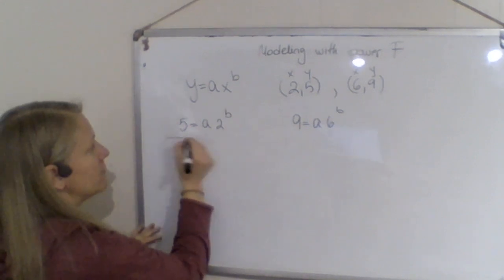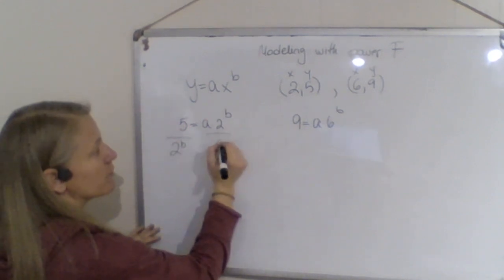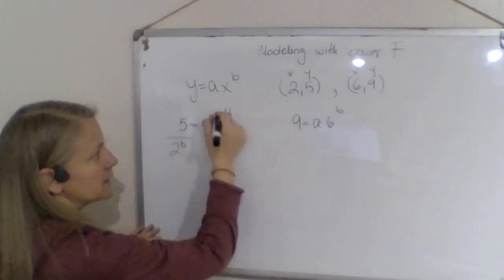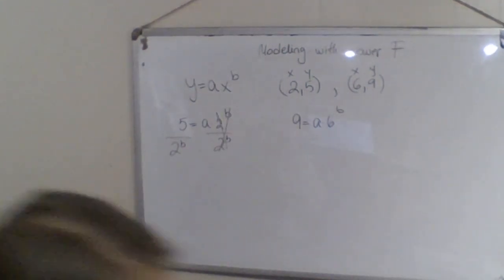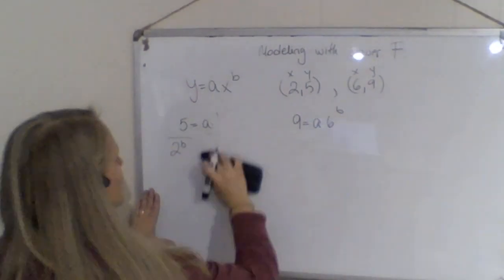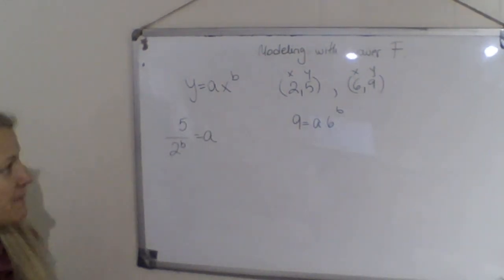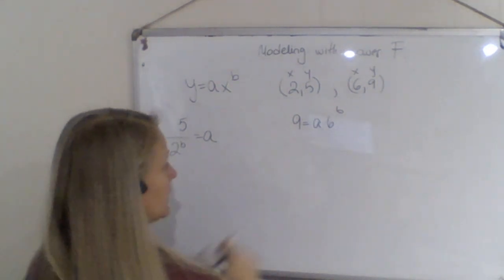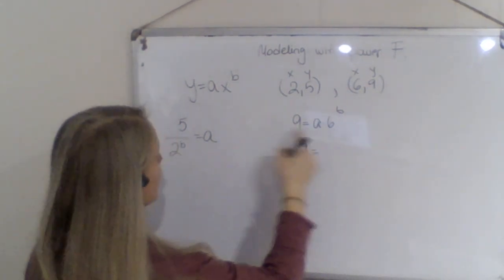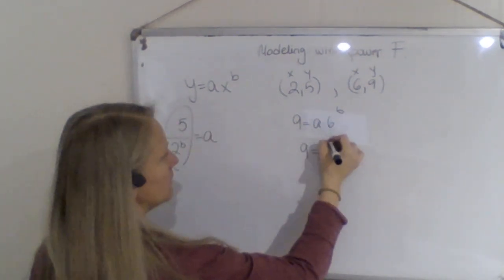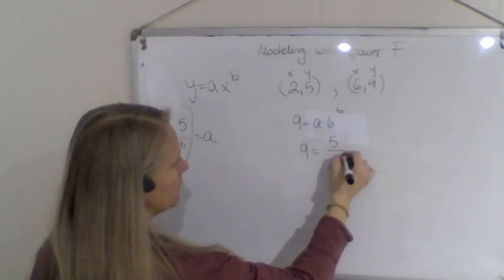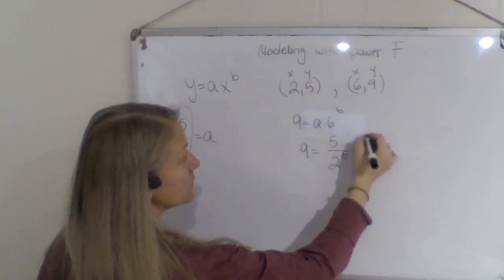I'm going to go ahead and divide this by 2 to the b power in both places, which means this is gone. I can go ahead and erase it. And I end up with a equals 5 over 2 to the b. And now I can take this and place it in here. 9 equals a, which is 5 over 2 to the b, times 6 to the b.